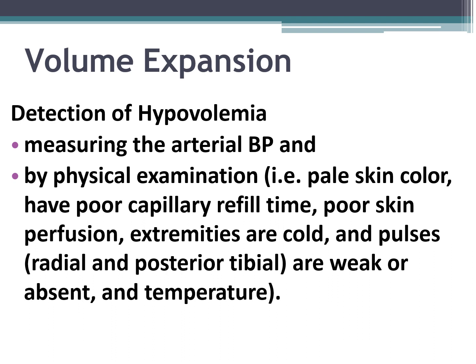And for the volume expanders, first you should detect the hypovolemia. You should take the arterial blood pressure, and you should do the physical examination, that is, you should see whether the baby is pale, or whether the baby has poor capillary refill or poor skin perfusion. You should see whether the extremities are cold, and whether radial pulses and posterior tibial pulses are weak or absent. And if the temperature of the extremity is low, in that case you can suspect hypovolemia.